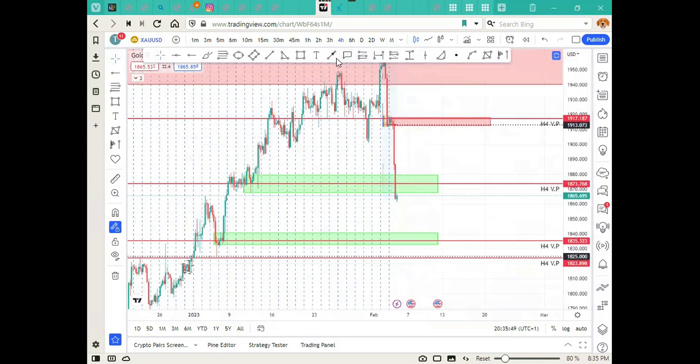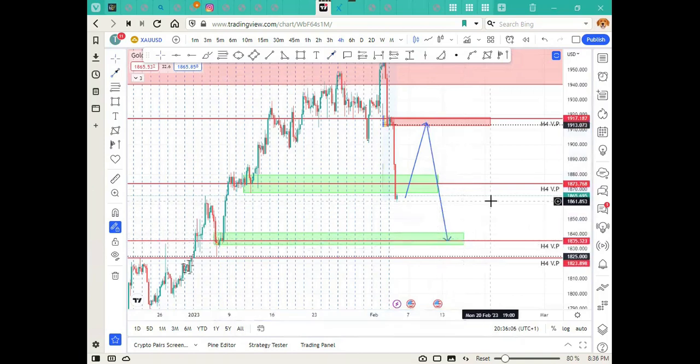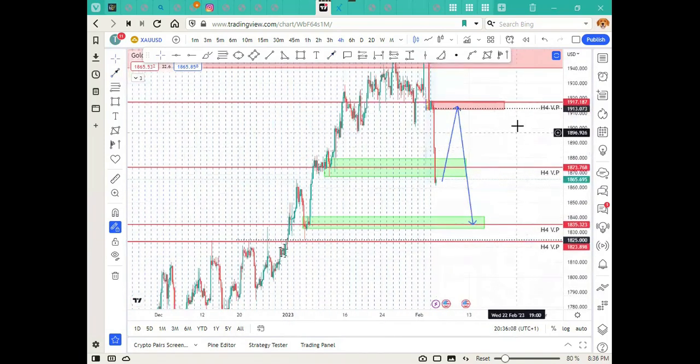So from gold, what we see is that at this point, we expect the market to go into this zone where we have our point of control and our H4 validation point. And then from here, we can see more push to the downside into this H4 bullish validation point. So that's what we see from gold.